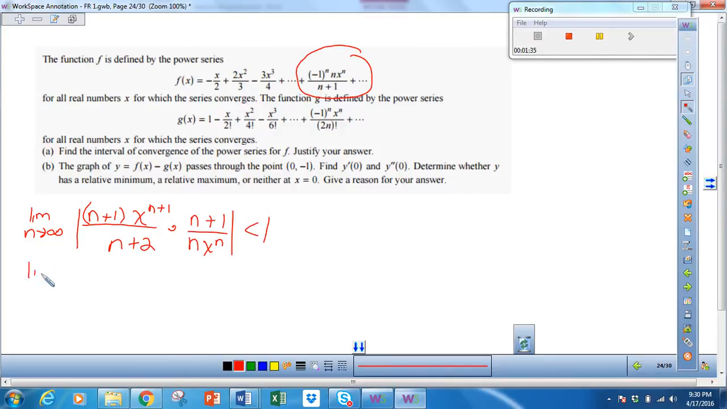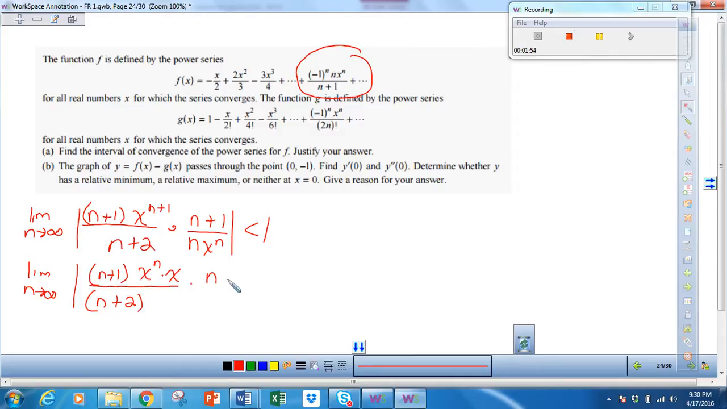So we do the limit as n approaches infinity. And I'm probably writing this out more than I would if I were on the exam, just so you could see it. So it's n plus 1, x to the n times x over, I'm going to put parentheses around this n plus 2 because of some of the things I saw people do, over n times x to the n.